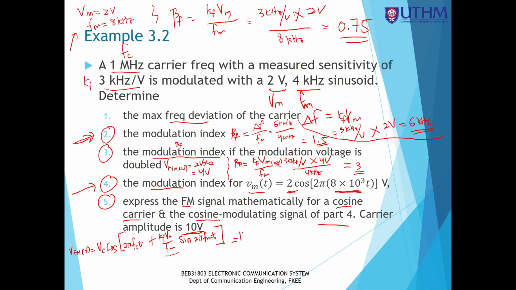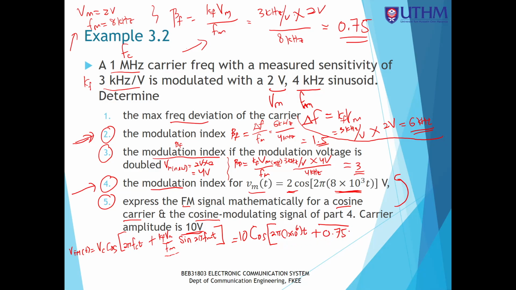Vc is given as 10 in the question. So cos in bracket 2 pi fct, where fc is 1 mega, plus kf Vm over Fm, which we already found from question number 4 previously, which is 0.75. kf Vm over Fm is 3k multiplied by 2 divided by 8, because we are using VMT from part 4, so we get beta f of 0.75.